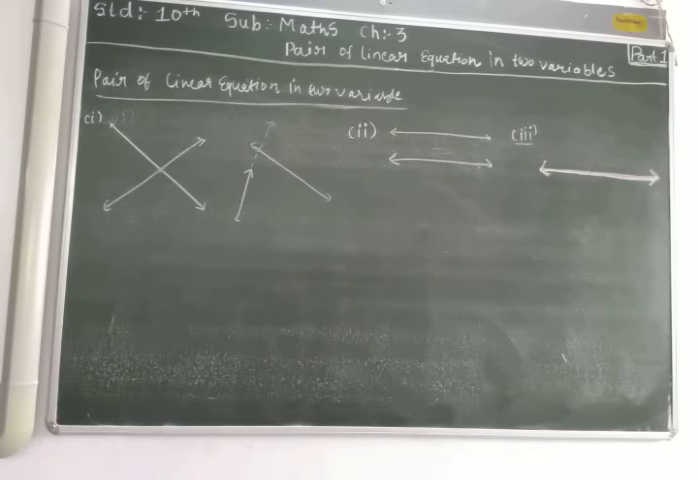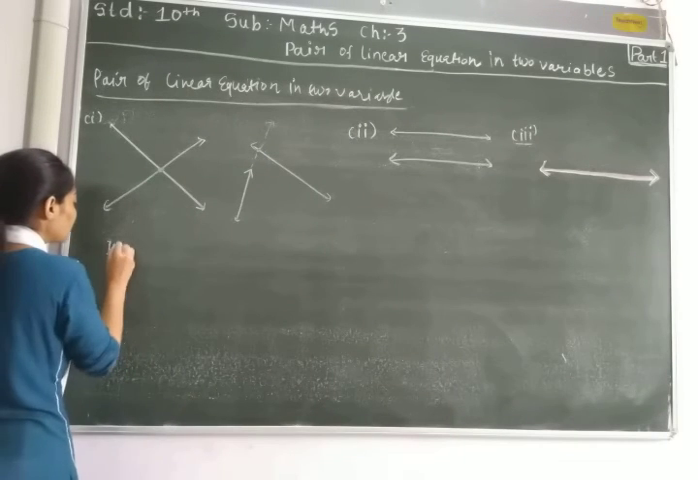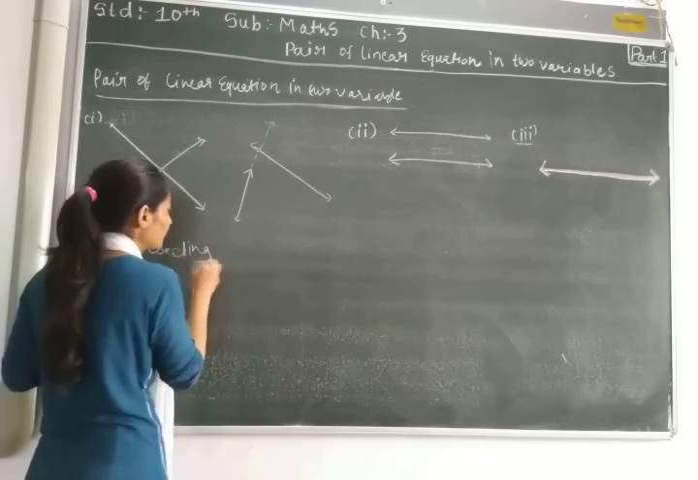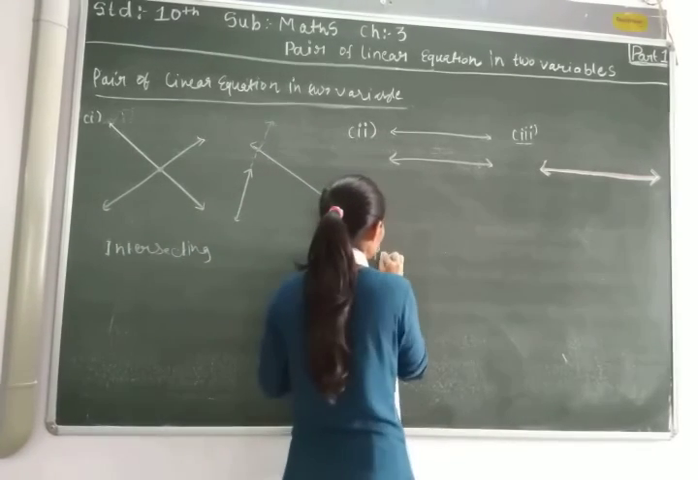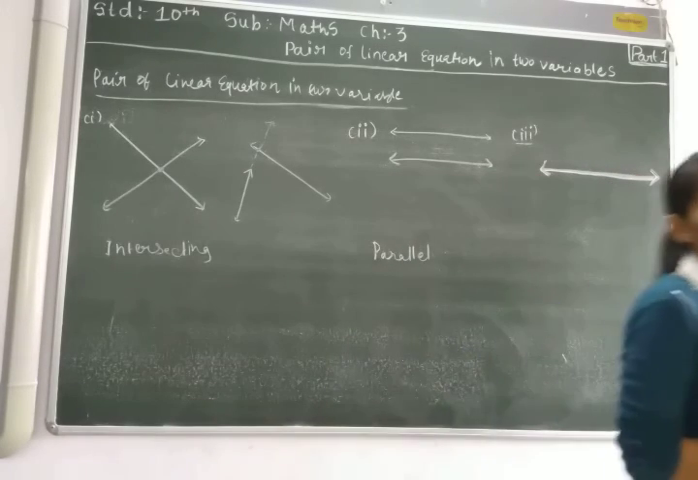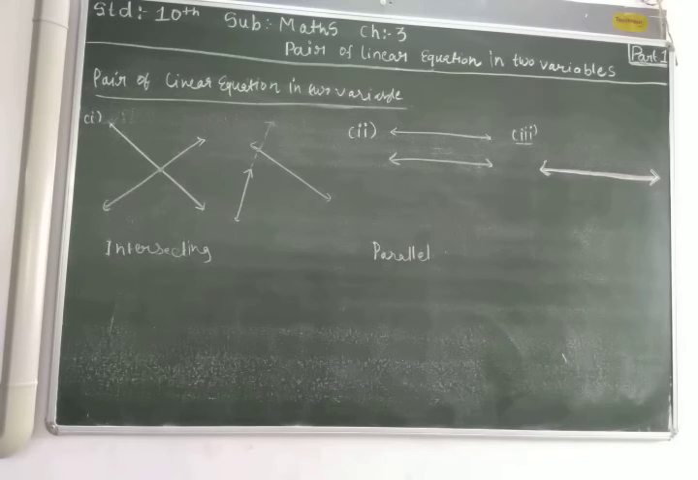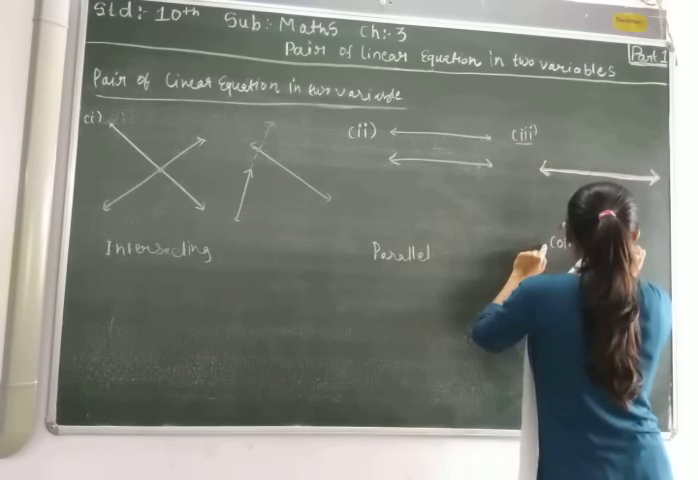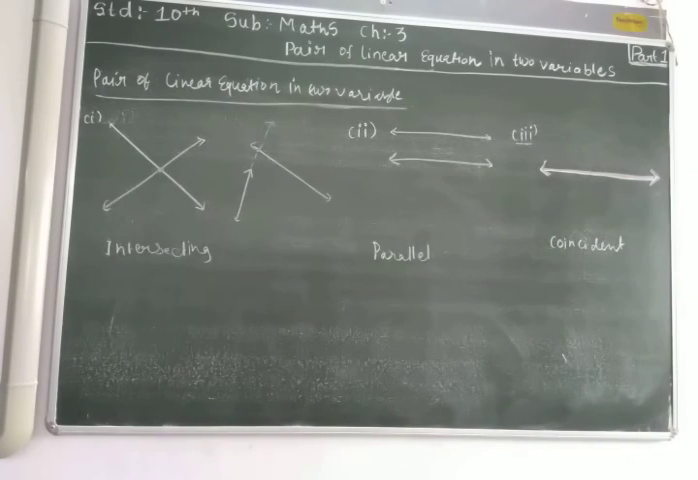So the first case is intersecting. The second is parallel. And the third is coincident lines. This thing you have learned in standard 9. Now we continue in the next lecture.